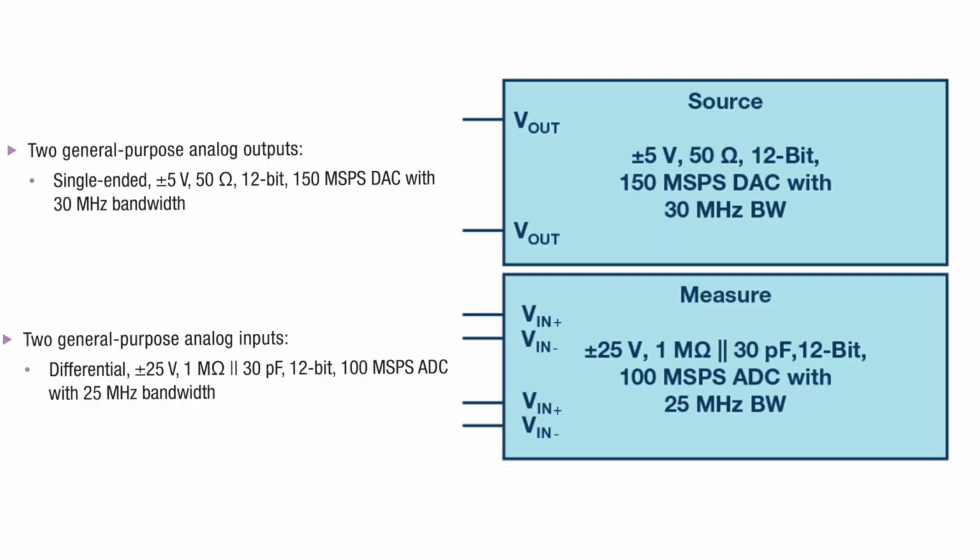The oscilloscope makes use of the two differential analog input channels capable of measuring signals ranging from -25 to +25 volts at a sample rate of 100 megasamples per second. Naturally, the signal generator is using the single-ended analog outputs of the ADALM2000 at a sample rate of 150 megasamples per second.